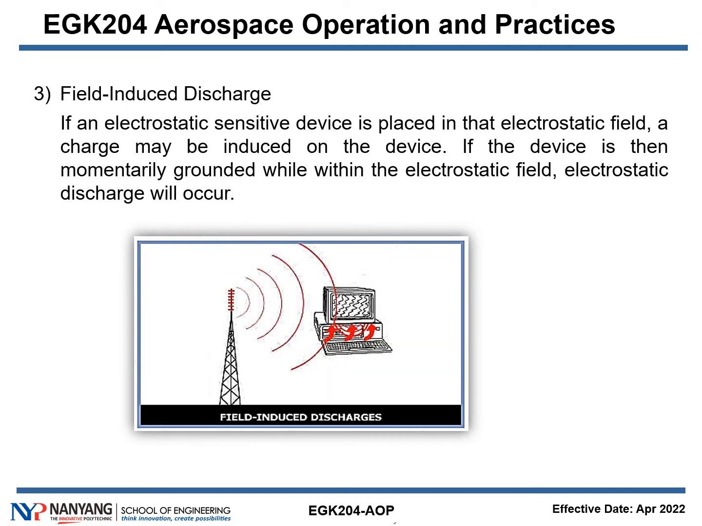The third one is the field-induced discharge. In this case, if an electrostatic sensitive device, such as this, is placed in an electrostatic field, like this, a charge may be induced on the device. So this device is being charged, induced by the electrons. Then if the device is suddenly or momentarily grounded by placing it on the ground, the discharge will occur.